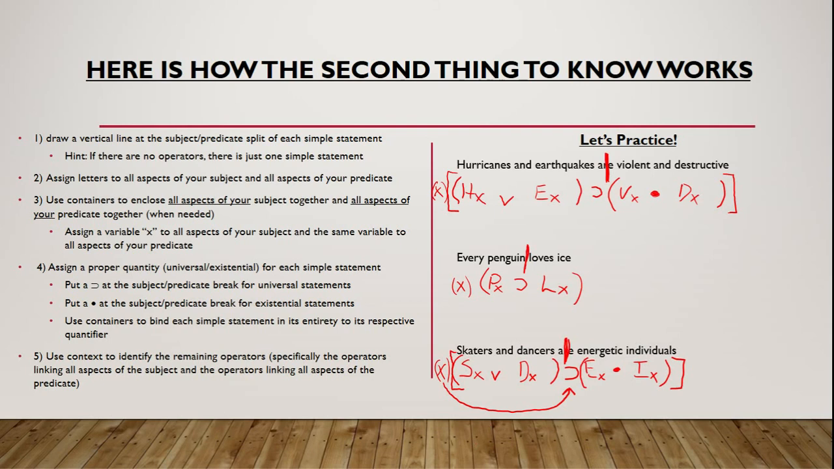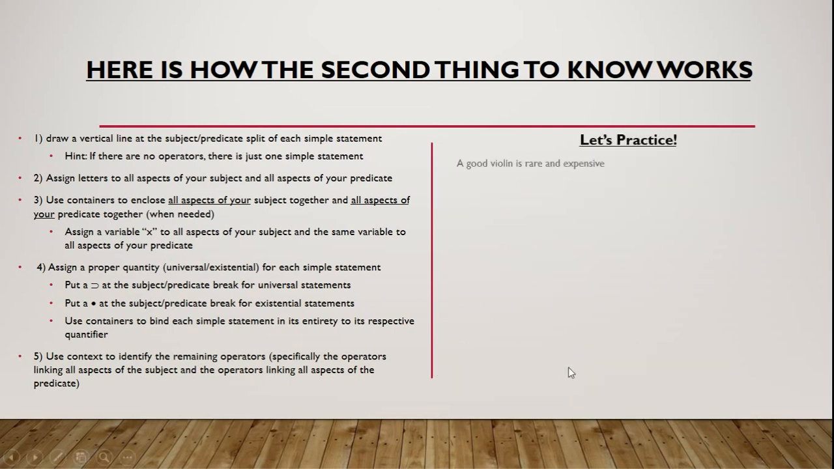And now to read this all together, we're done. I would say for every x, if x is a skater or x is a dancer, then x is energetic and x is an individual. Last set, here we go. A good violin is rare and expensive.